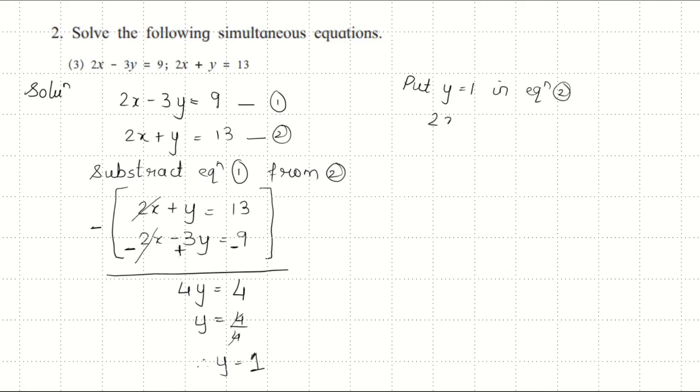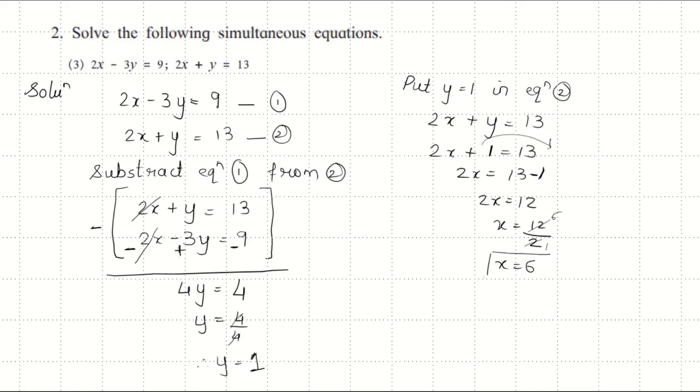What is equation 2? 2x plus y is equal to 13. Therefore, 2x plus 1 is equal to 13. So 2x is equal to 13, and this 1 will come to this side and it will become minus 1. So 13 minus 1 is equal to 12. So x is equal to 12 divided by 2. We will get the value of x: 2 sixes are 12. x is equal to 6.